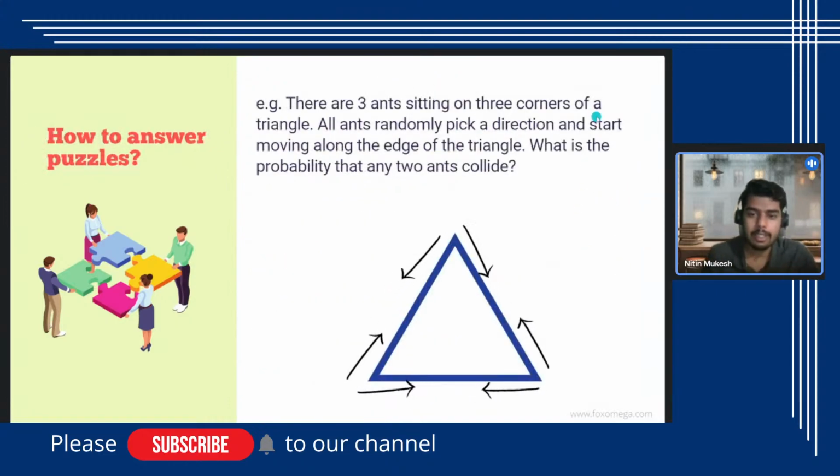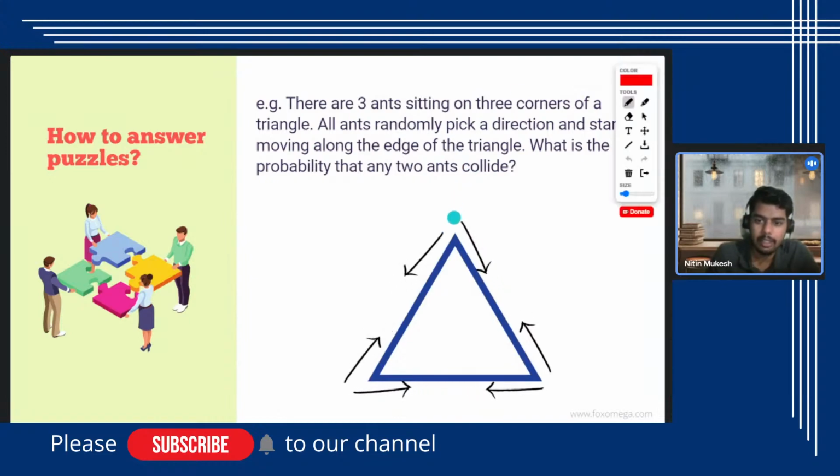So I have just written some small puzzles for you from my side. So let's say there are three ants. Three ants are sitting on the three corners of a triangle. And let's say at any particular time point t, each ant picks a direction. So either ant can go this side or this side. This ant can go this side or this side, or this ant can go this side or this side.